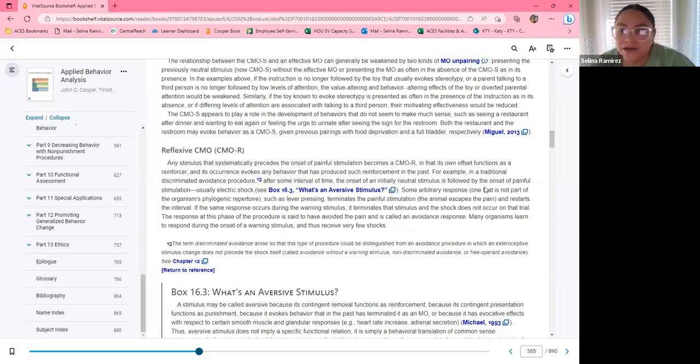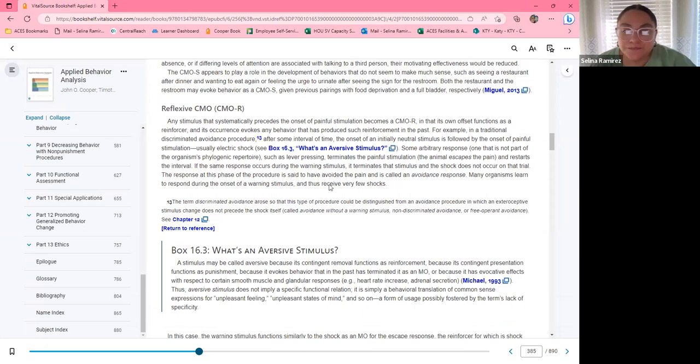Some arbitrary response, one that is not part of the organism's phylogenic repertoire, such as lever pressing, terminates the painful stimulation. The animal escapes the pain and restarts the interval. If the same response occurs during the warning stimulus, it terminates that stimulus and the shock does not occur on that trial. The response at this phase of the procedure is said to have avoided the pain and is called an avoidance response. Many organisms learn to respond during the onset of a warning stimulus and thus receive very few shocks.